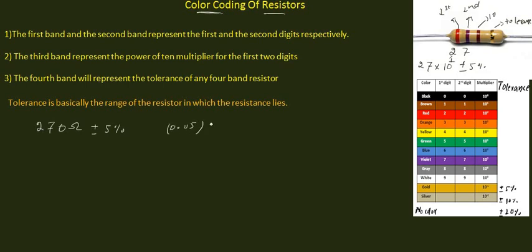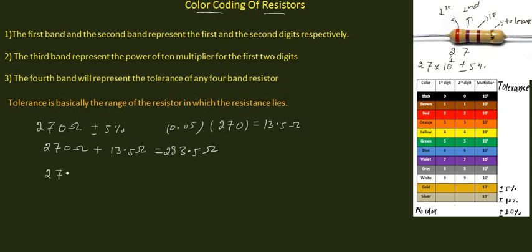0.05 multiplied by 270. We obtain 13.5 ohms. To find the maximum value, we need to add this 13.5 ohms to this 270 ohms. So we get 283.5 ohms. And to get its minimum value, we need to subtract 13.5 from this 270 ohms.